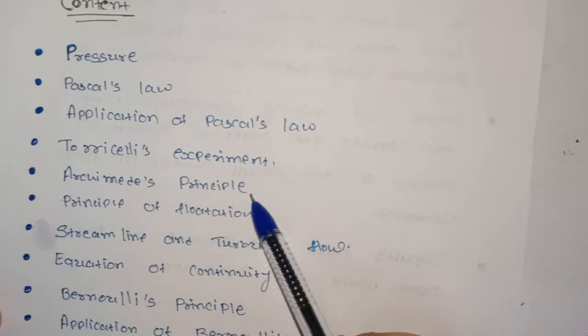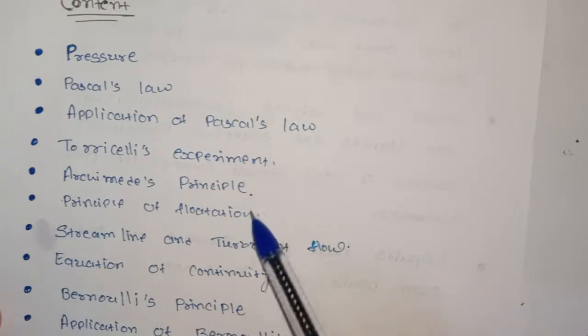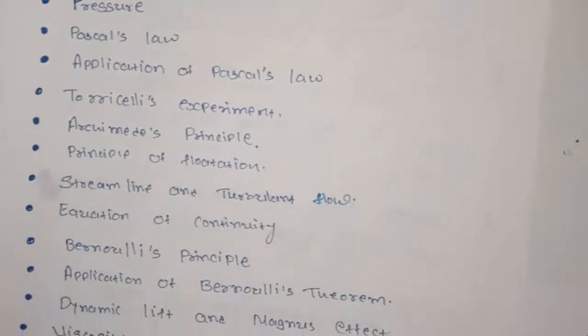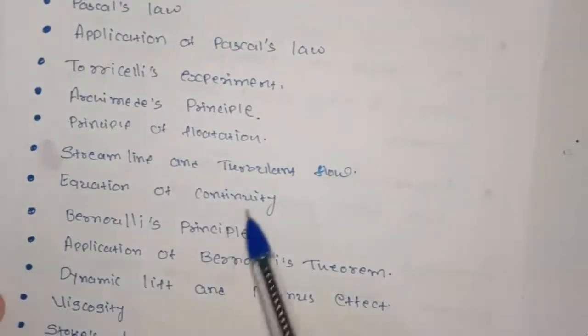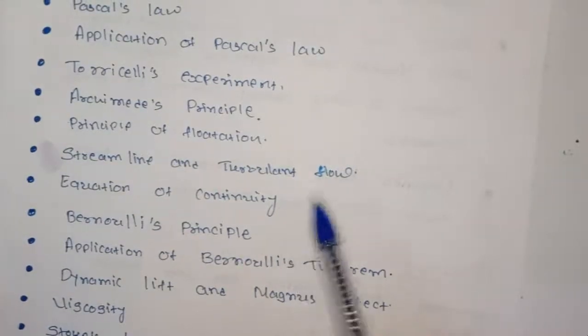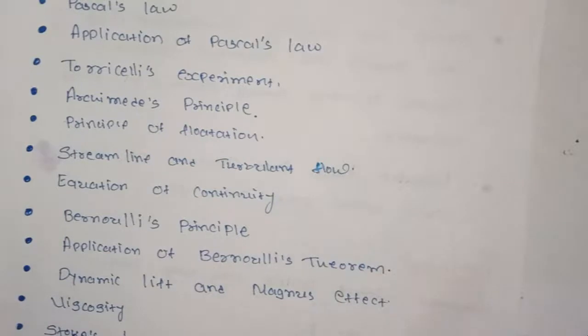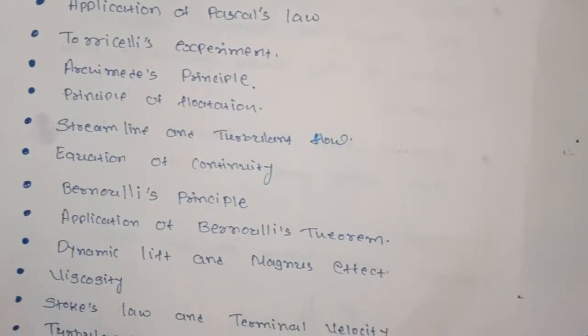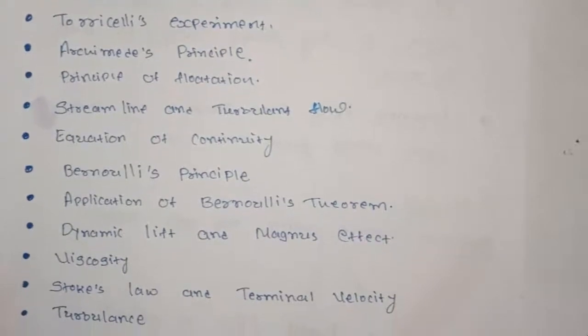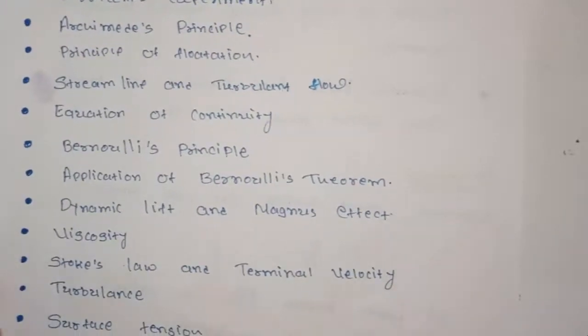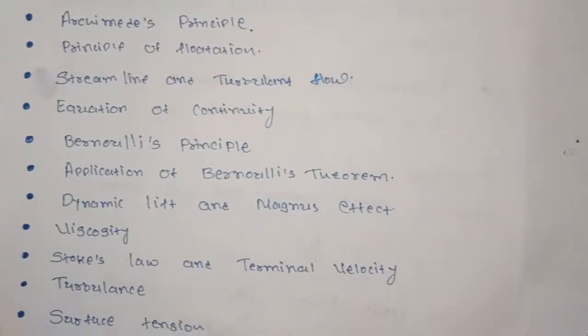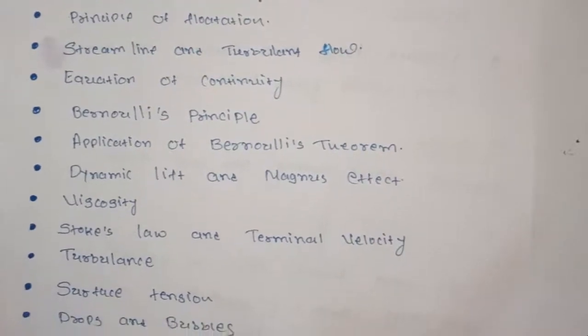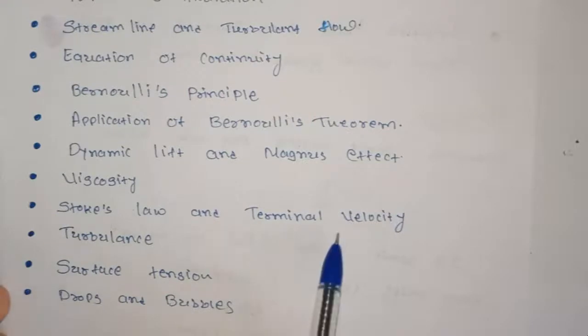then the upthrust, then the types of upthrust, the effects, then we will see principle of flotation, then we'll understand about two types of flow, that is streamline and turbulent flow, then we will see the equation of continuity for the flow of fluid through the pipe, then we will understand the Bernoulli's principle, its application, then we'll understand about the dynamic lift and Magnus effect, the stickiness, that is viscosity of fluid, the Stokes law and terminal velocity.